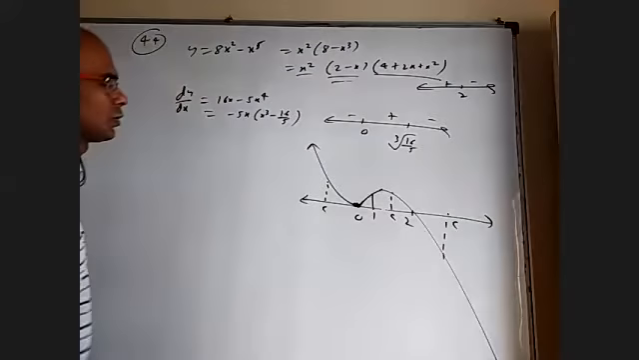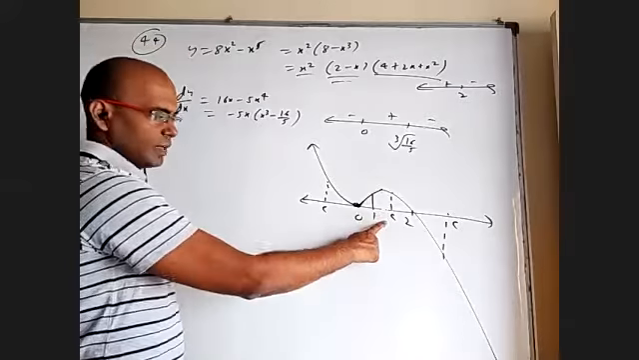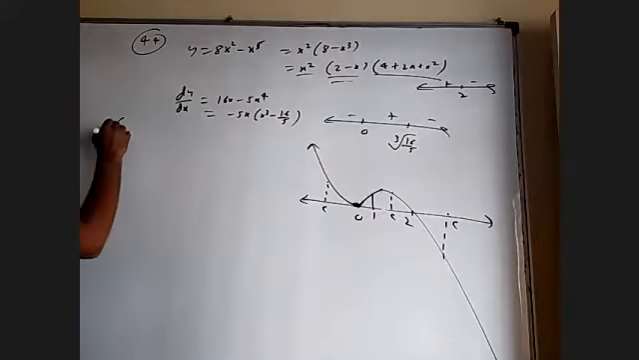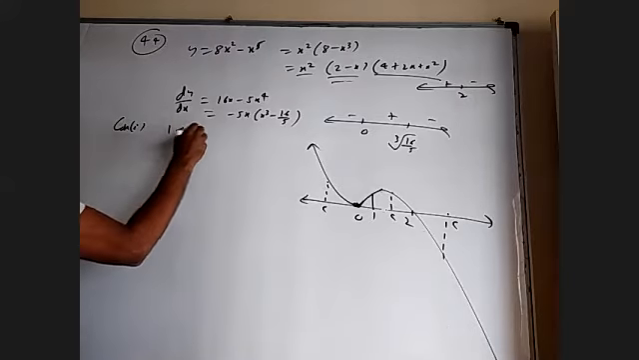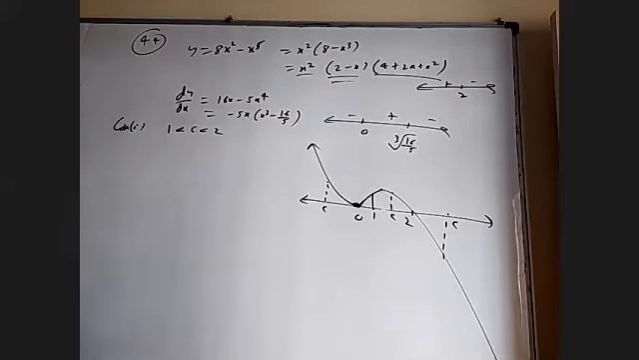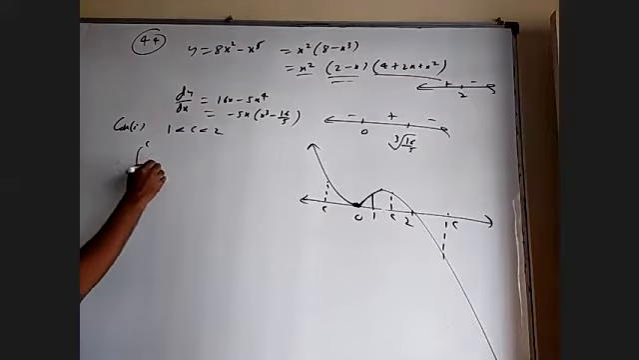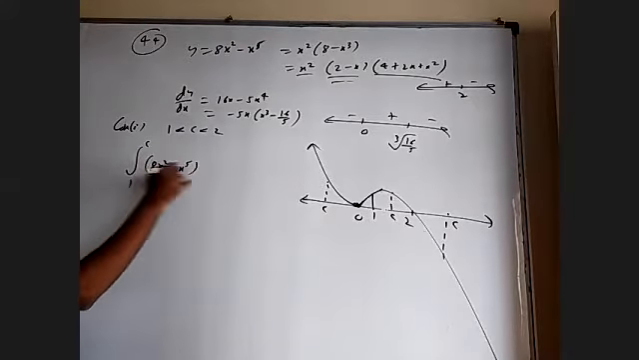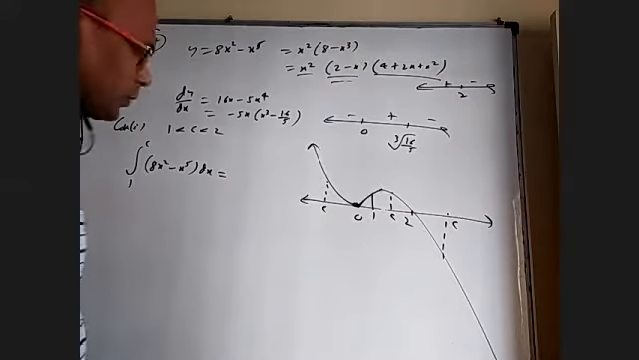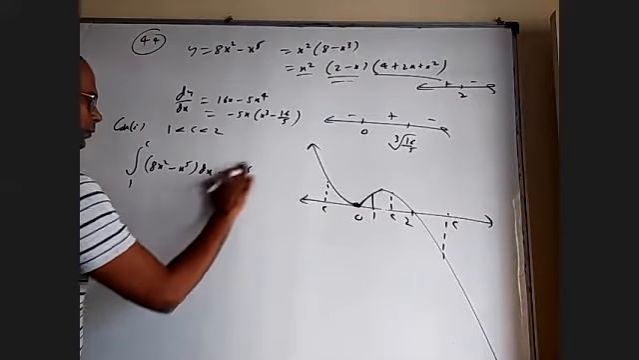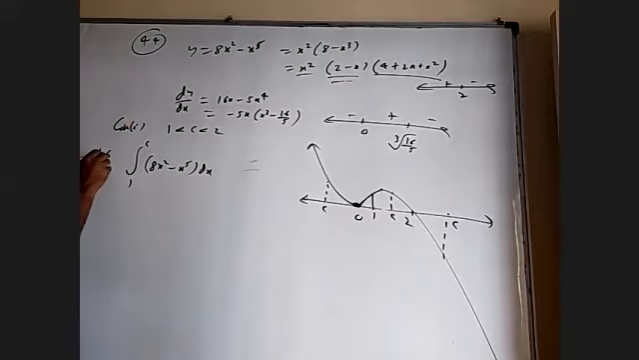Okay. So first of all, let me take this case where 1 is less than C less than 2. C is between 1 and 2. Then it is very simple. Directly integral 1 to C of 8x square minus x power 5 dx. That I should equate to 16 by 3, or let me write 16.